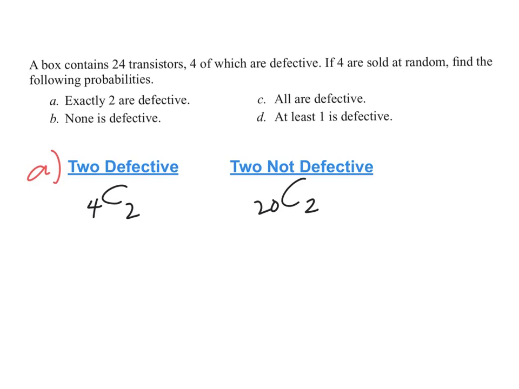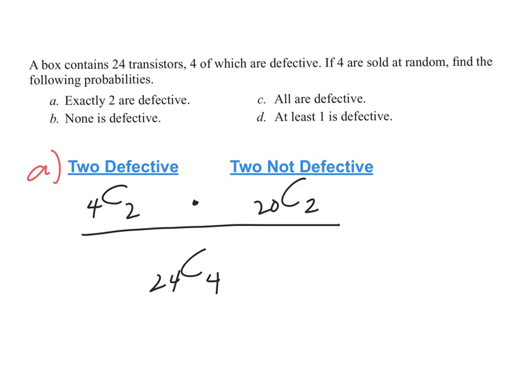Now, I have to multiply those together and divide by the total number of ways there are to pull 4 transistors out of the box. So what's the total possibilities? What's going to be on the bottom here? 24C4. Okay? Figure that out.